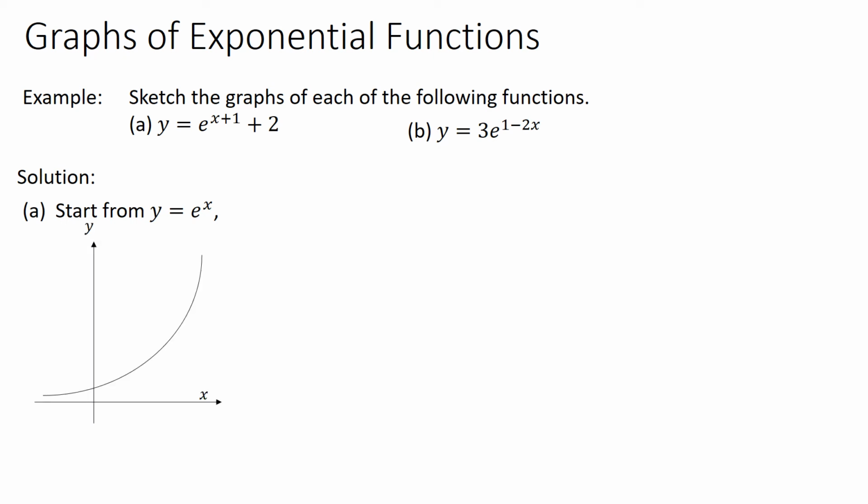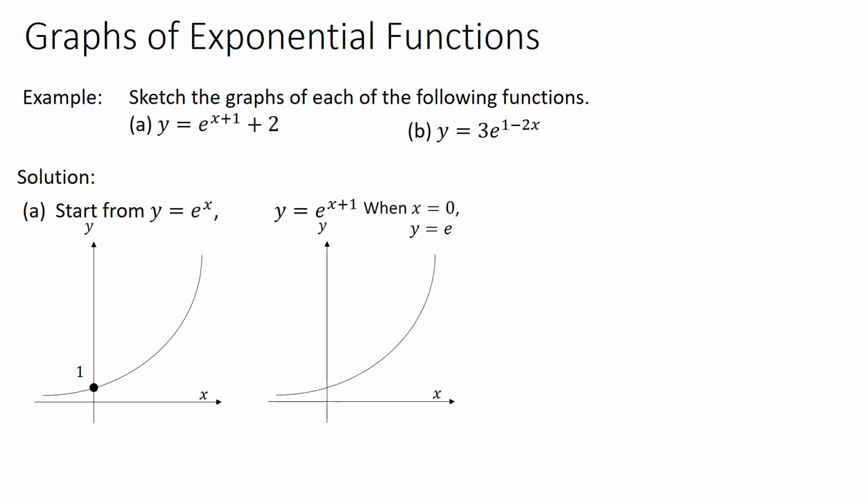of x, which will look like this. And it intercepts the y-axis at 1. So the next one, the power is plus 1. So what does it mean, plus 1? That means when x goes to 0, then y is e to the power 1. So this curve now cuts the y-axis at e. Now, next we move on. y equals e to the power of x plus 1, plus 2, which is the equation given by the question.